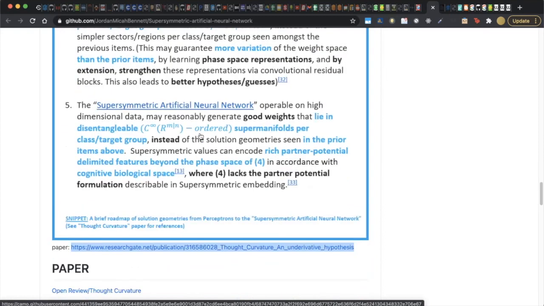So I guess the last point here, number 5, which is your original work. Yes, I guess this is the part that I wanted to get to. Yeah. So supersymmetric. We're getting to supersymmetric.